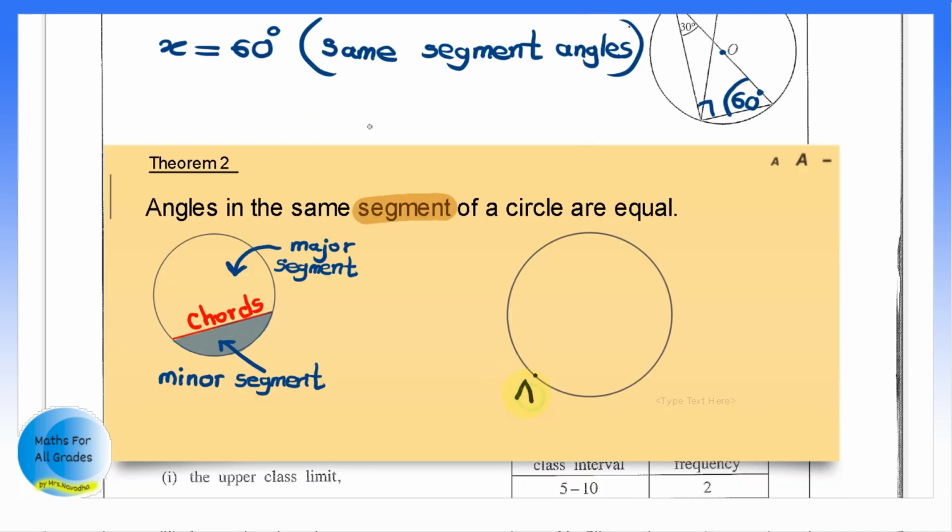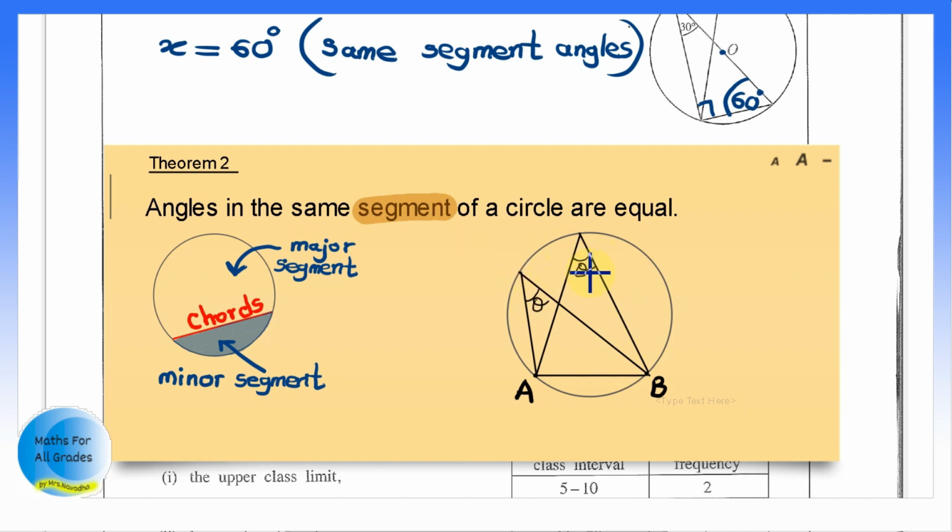I'll name this point A and this point B. Now I'm going to draw a line like this. Now you can see there are two segments, and I'm going to choose the major segment, this one, to draw angles. Let's say this angle is theta. Now I'm going to draw another angle coming off AB in the same segment, the major segment. According to this theorem, this angle is also theta.